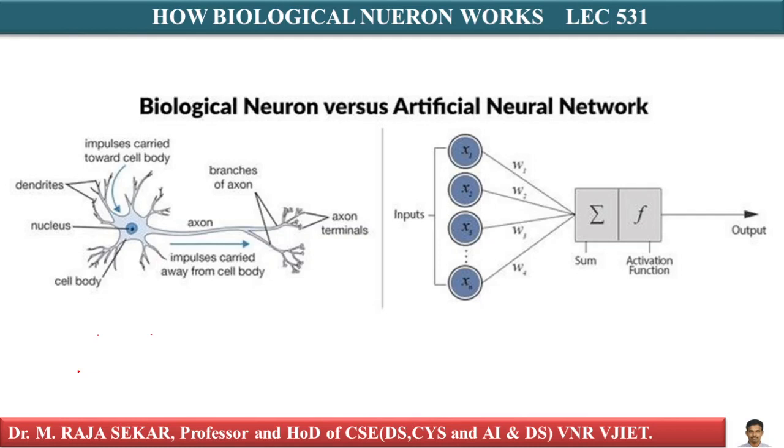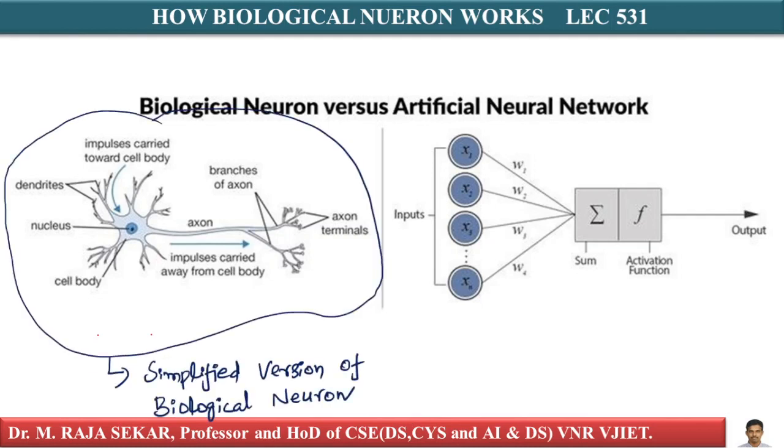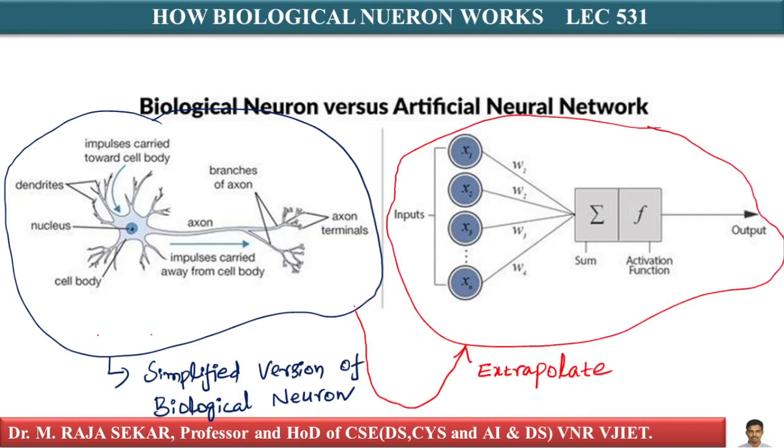In this lecture, we will try to understand how a biological neuron works. It is a simplified version of how a biological neuron works. Given that idea, we can now extrapolate it into a mathematical model, that is, the artificial neuron.